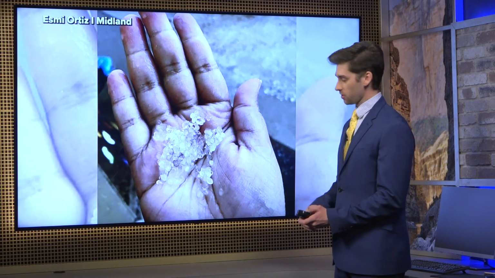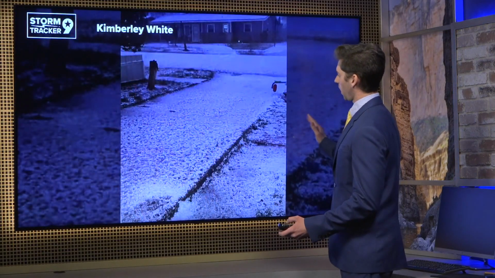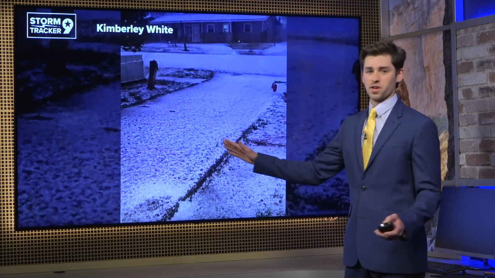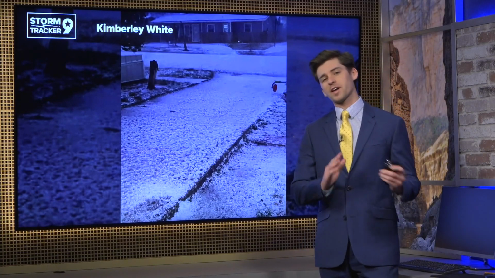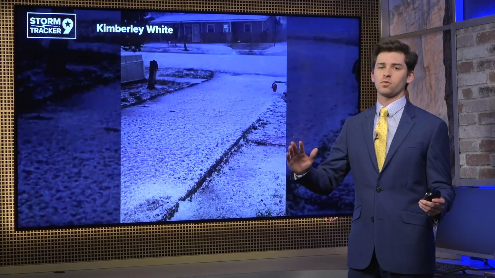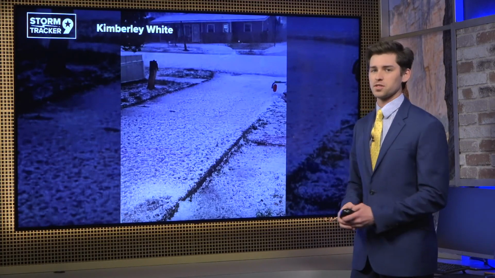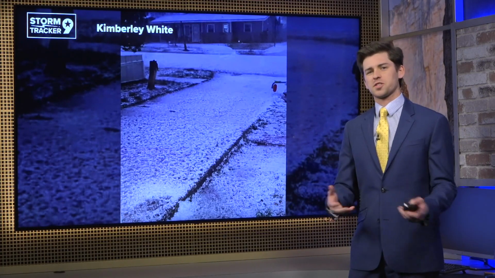Here's another picture that's sent in by Kimberly White. Your entire driveway, your entire yard, even the street covered in small pea-sized hail. Now thankfully the hail was small and no damage was reported, but still, what causes hail to form?